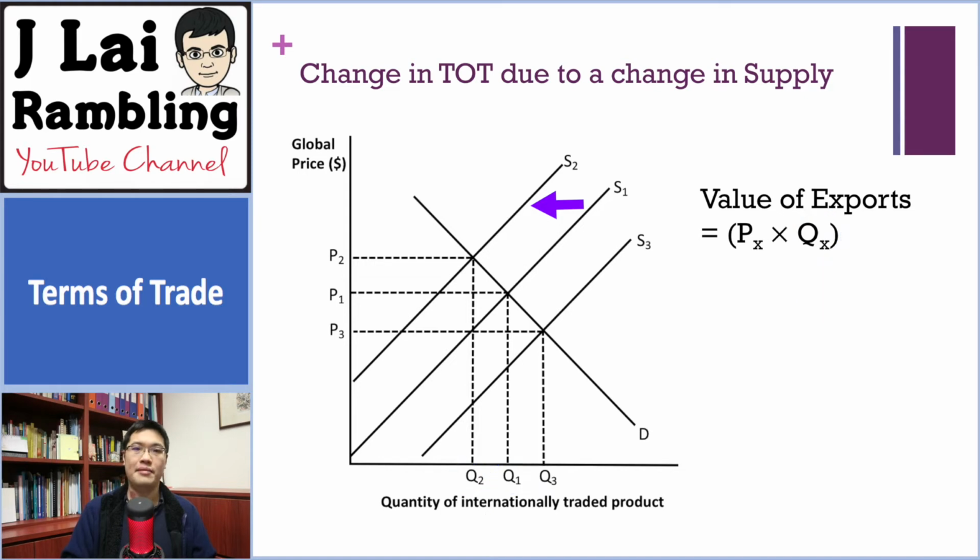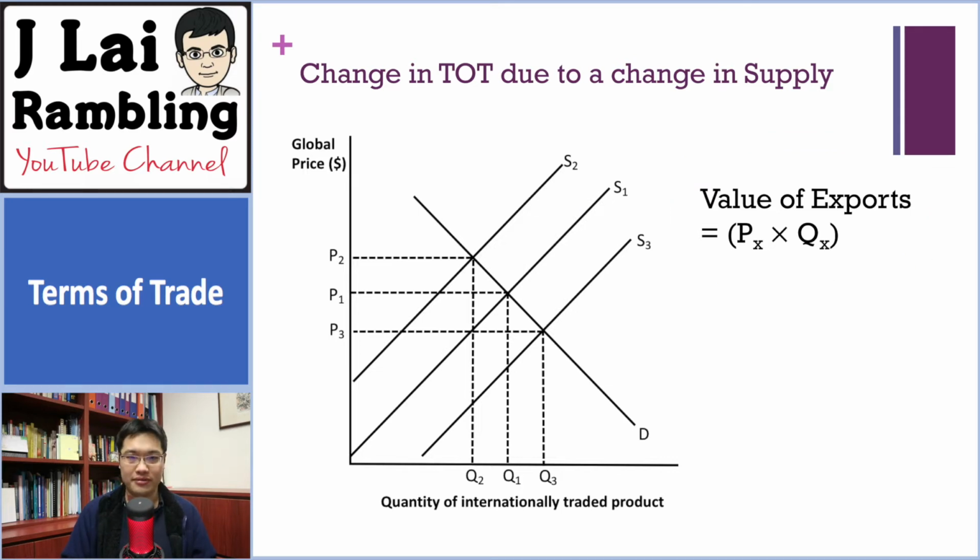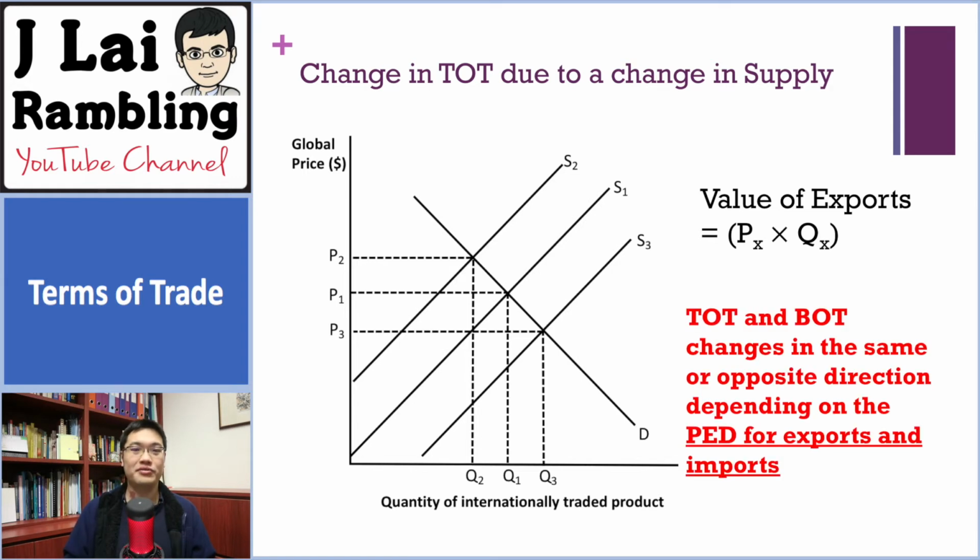So whilst there's an improvement in the terms of trade, what about the value of exports? Has it gone up or has it gone down? And the answer is actually ambiguous. It depends. What does it depend on? The terms of trade and the balance of trade change in the same or opposite direction depending on the price elasticity of demand for exports and imports.